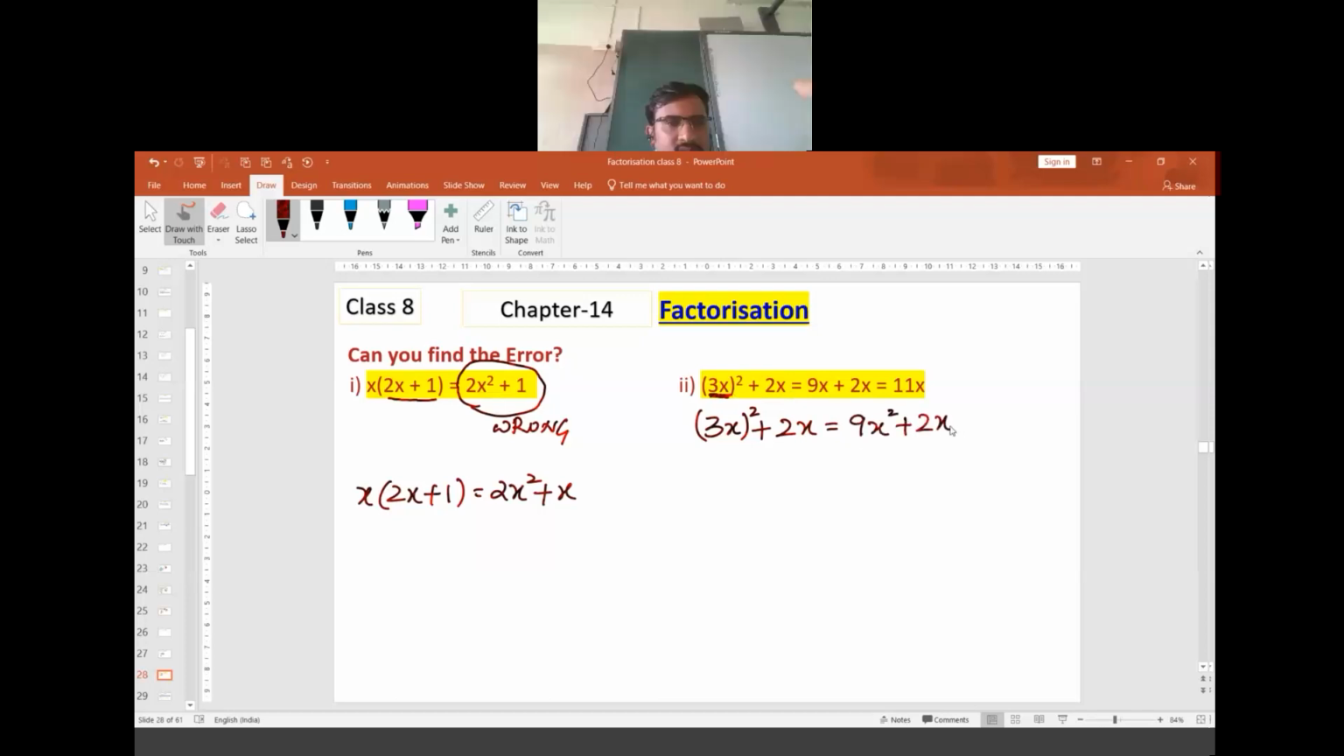Plus 2x. We cannot add 9x square and 2x, so 11x square is wrong. This is the final answer. Very good.